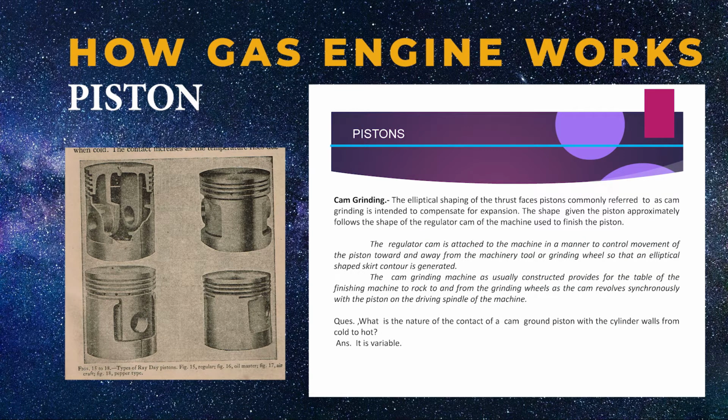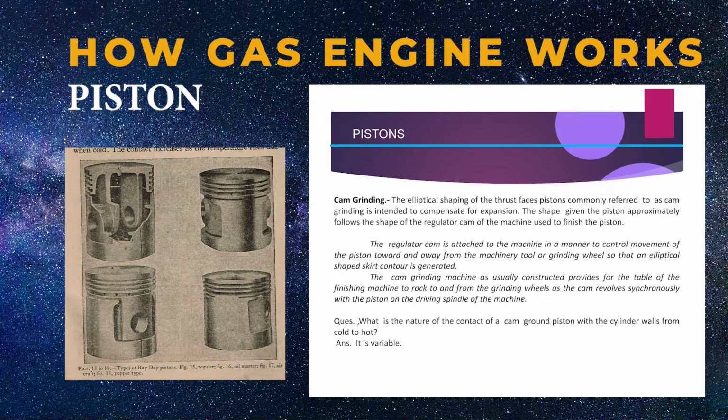Cam grinding. The elliptical shaping of the thrust faces of pistons, commonly referred to as cam grinding, is intended to compensate for expansion. The shape given the piston approximately follows the shape of the regulator cam of the machine used to finish the piston. The regulator cam is attached to the machine in a manner to control movement of the piston toward and away from the machine tool or grinding wheel so that an elliptical shaped skirt contour is generated. The cam grinding machine as usually constructed provides for the table of the finishing machine to rock to and from the grinding wheels as the cam revolves synchronously with the piston on the driving spindle of the machine.